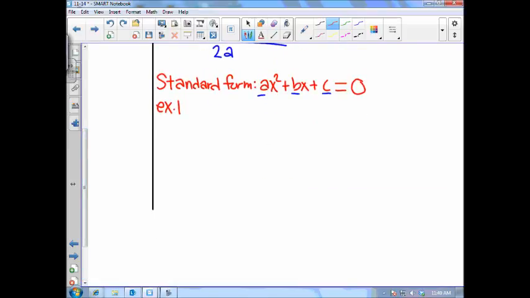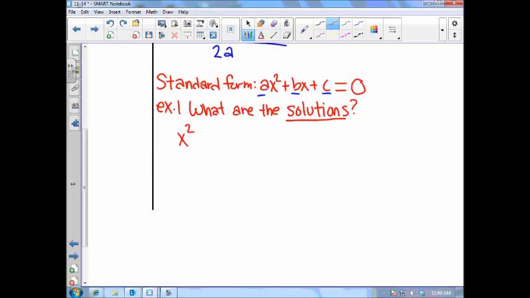Okay, what are the solutions? Remember, solutions has 3 other names. Raise your hand if you can tell me at least one other name for the word solutions. Zeros. What else? X-intercepts. Roots. Solutions, zeros, x-intercepts, roots.